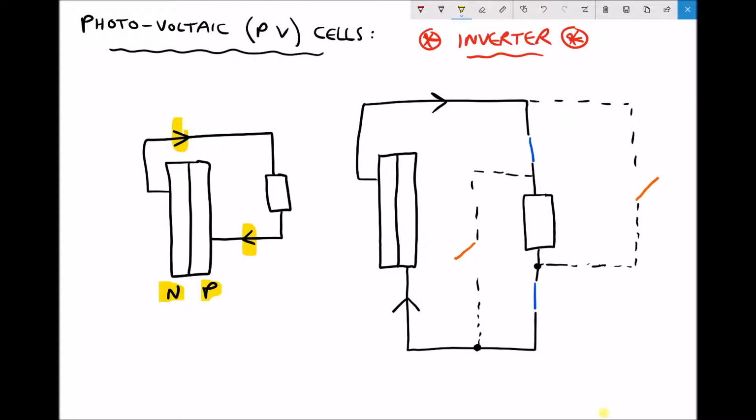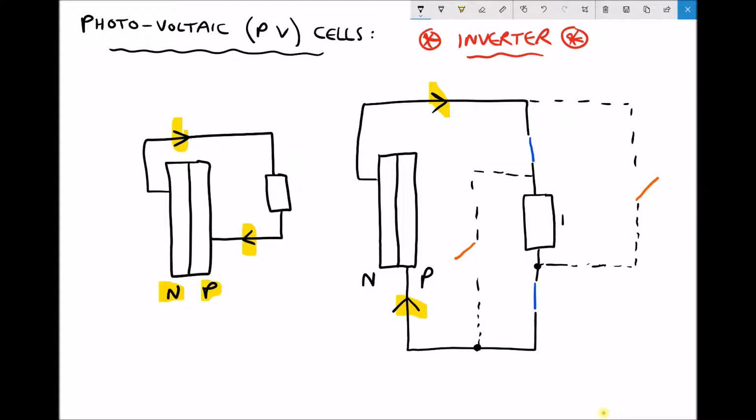Now on the right hand side we have the same circuit but modified to include an inverter. Now the first thing I want to draw your attention to is the direction of the electrons into and out of the solar panel remains unchanged. So we still have N-type silicon and P-type silicon, and we still have electrons leaving the N-type and returning to the P-type. That has to remain constant because the flow of electrons through the solar cell can only happen in one direction. But what we're interested in is the direction of flow through the resistor.